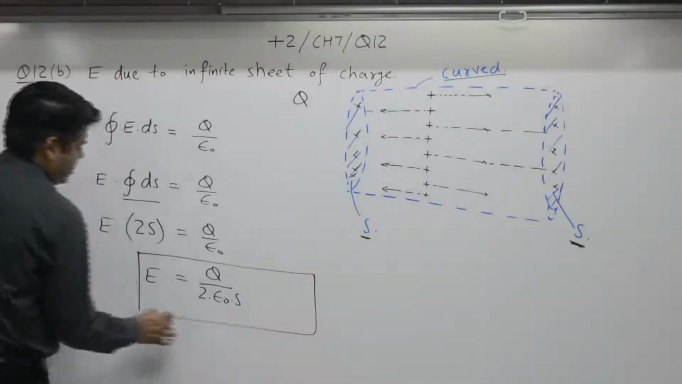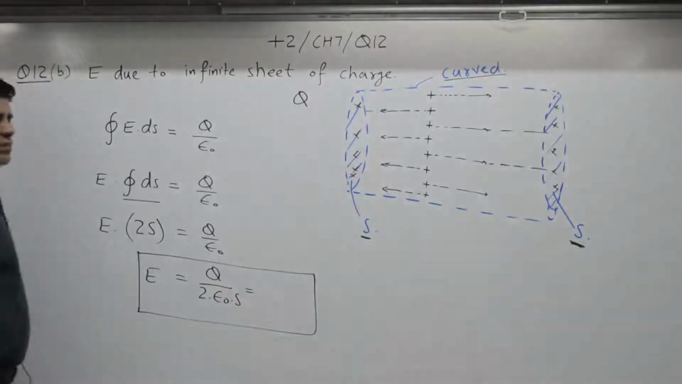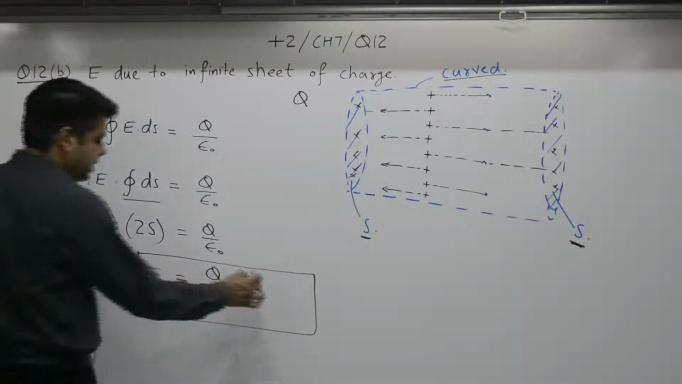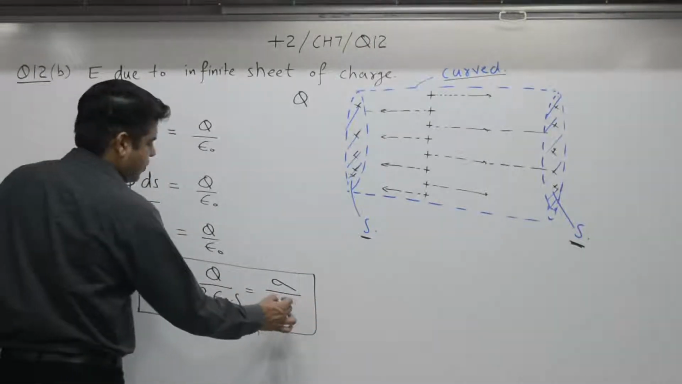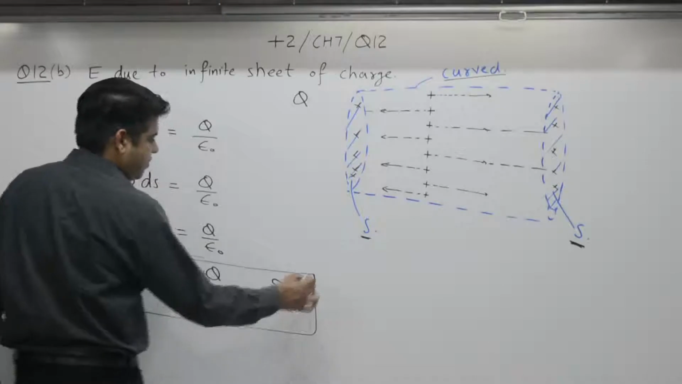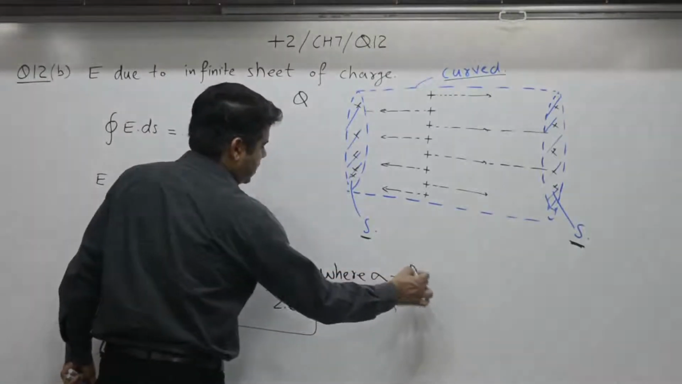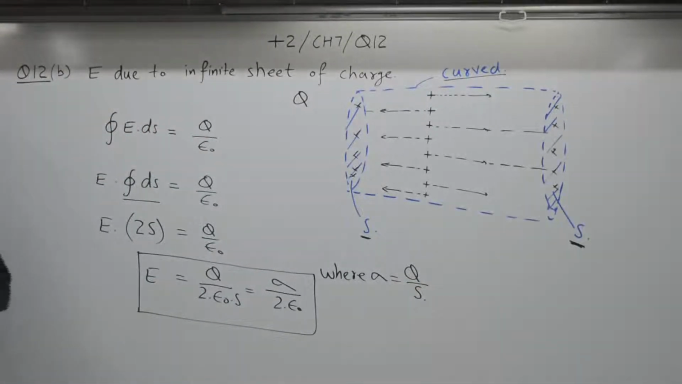What does it come out to be? Q by S is termed as charge density, charge per unit area. So what you get is E equals charge per unit area divided by 2 epsilon naught. Four minutes with you to write. It is a 3 marks question in the board exam.